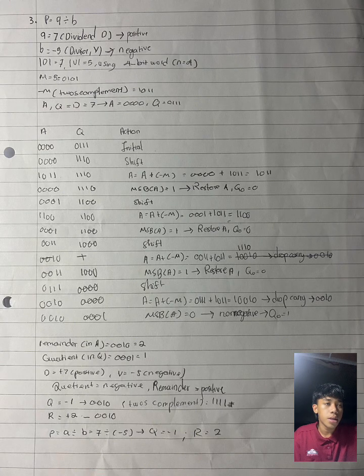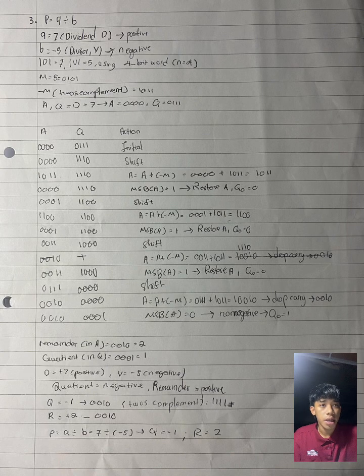For a 4-bit word, each cycle does 3 things. First, shift to combine A and Q left by 1, and then subtract M from A, and then check the MSB. MSB 0 or 1, so non-negative or negative.